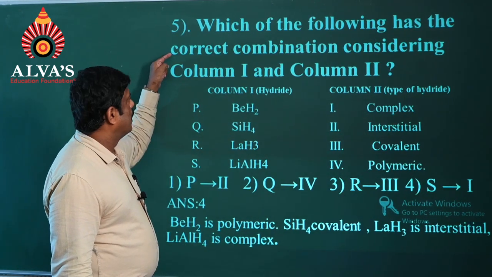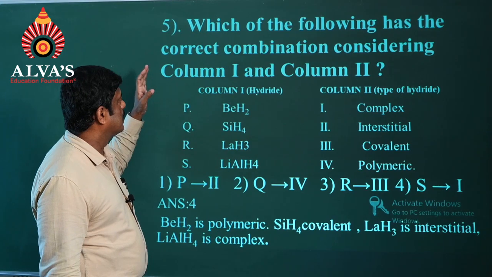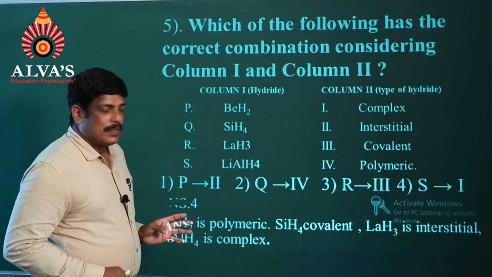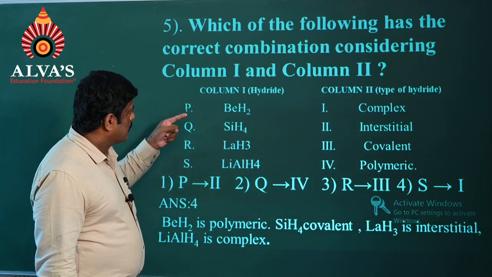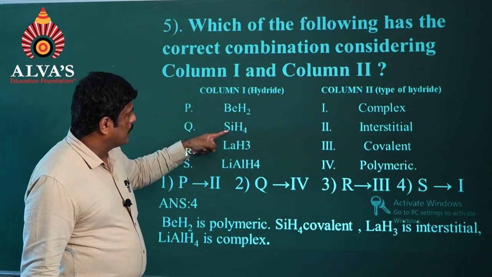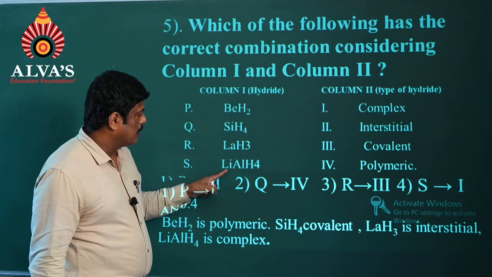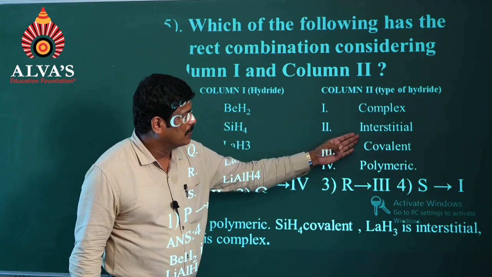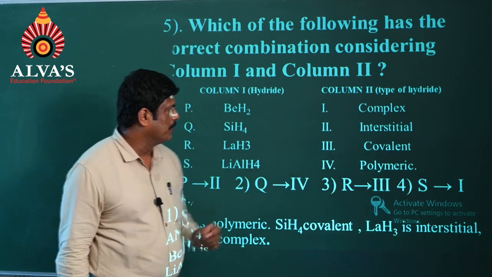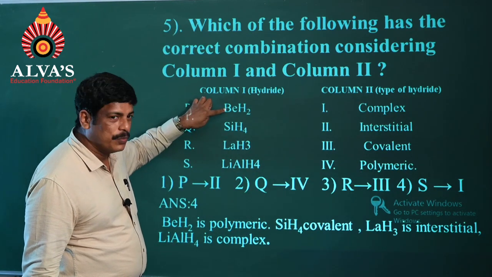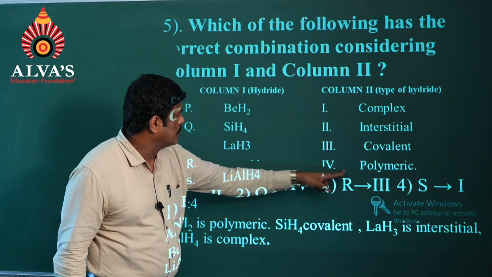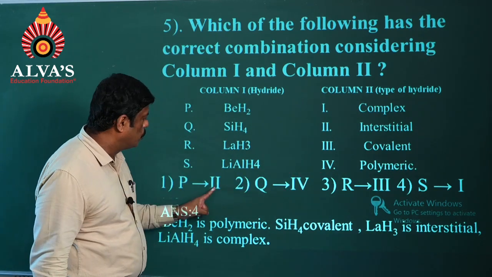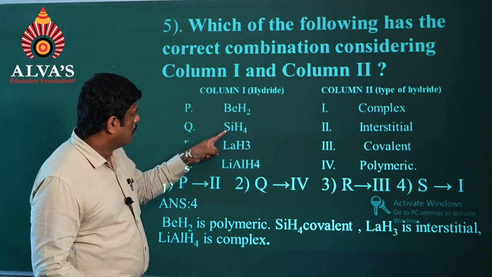Which of the following has the correct combination considering column 1 and column 2? It means we have to go for the match the following concept. See, BeH2, SiH4, LaH3, LiAlH4 here, and here they are given complex, interstitial, covalent and polymeric. See, BeH2, beryllium hydride, is polymeric in nature, meaning P must be the fourth one, but they have given P2, it is not the correct option.